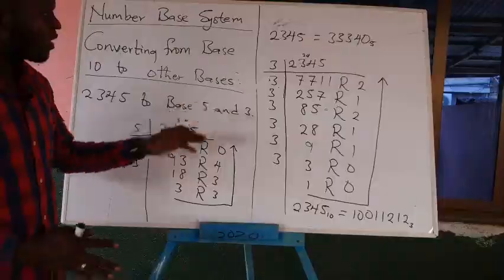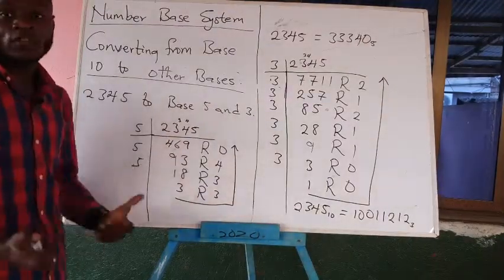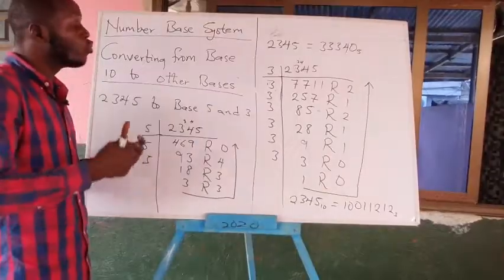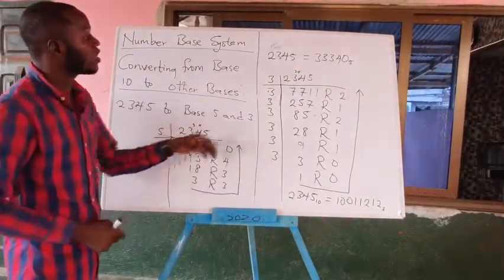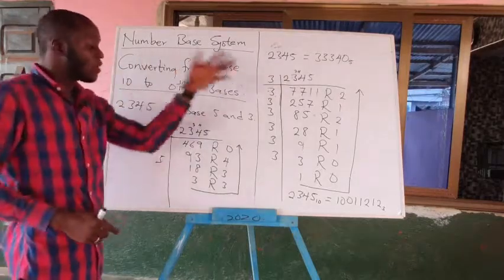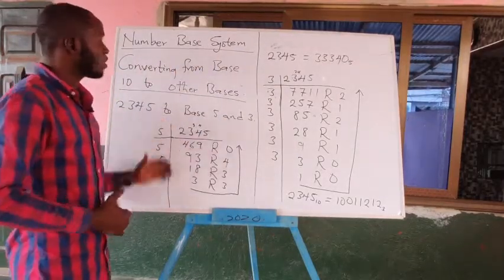So this is the end of converting from base 10 to other bases. In my next video, we will be looking at how to convert from other bases to base 10. So say base 5 to base 10, base 3 to base 10, base 2 to base 10. So this will be the end of this topic.